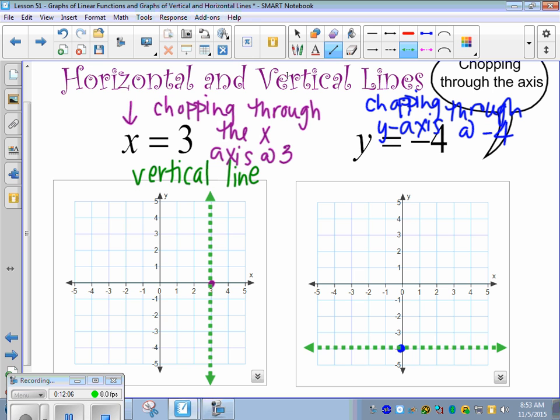So y equals lines are always horizontal. So I should see a picture, even if it's really basic, that looks like this. That says x equals 3, chopping through the x-axis. And then this one, y equals -4, it's chopping through the y-axis, and it is horizontal. Y equals lines where it's just a number are always horizontal lines.